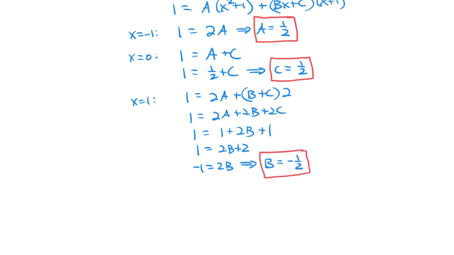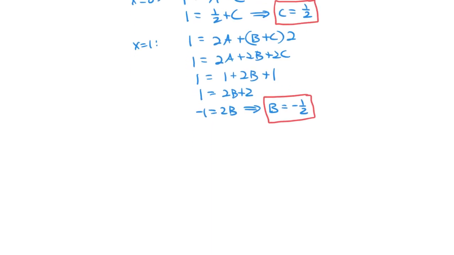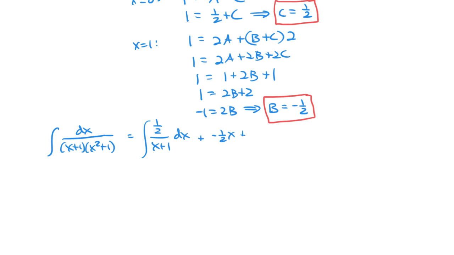So now we've got all 3 of them. So now we are ready to go. So let's make a little room here. I've got my a, b, and c. So I'm going to rewrite the original question, and we'll go like this. So the integral dx over x plus 1, x squared plus 1. This is equal to 1/2 over x plus 1 dx plus, so for the bx plus c, we're going to get negative 1/2 x plus 1/2 over x squared plus 1 dx.